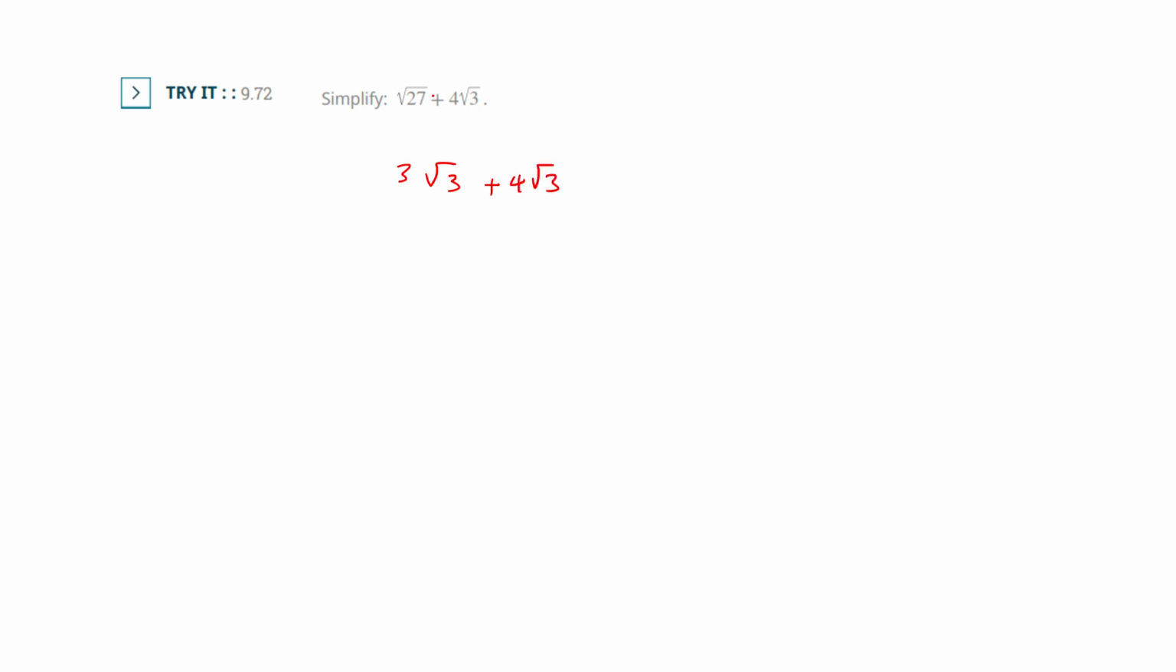Okay, you can break down 27, and this is what you'll get. Those are the same thing. So I've got 7 square root of 3.